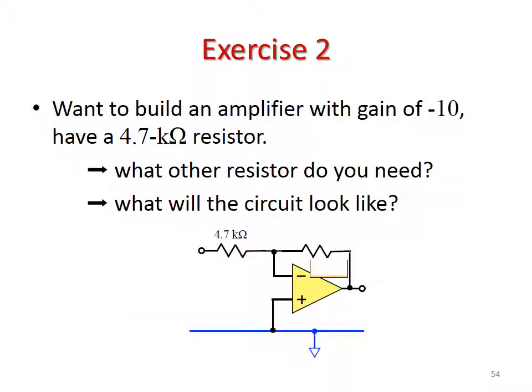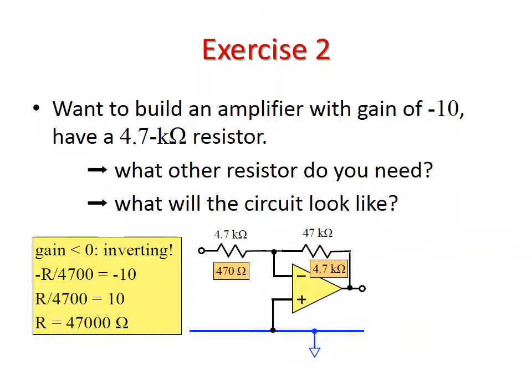Exercise 2. Solve this circuit. Pause now. Unpause. In this, we're going to be able to solve what other resistors we need, what the circuit will look like. And so we have our two inverting gains here for our solutions.